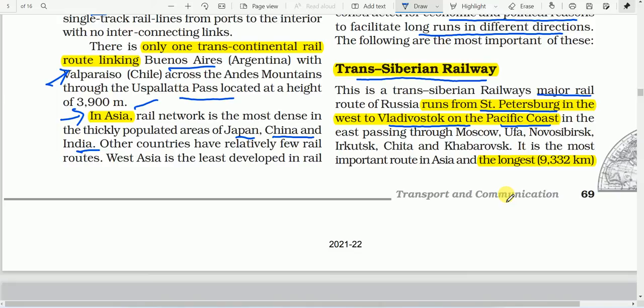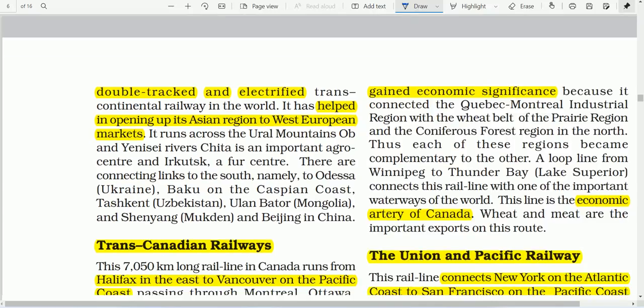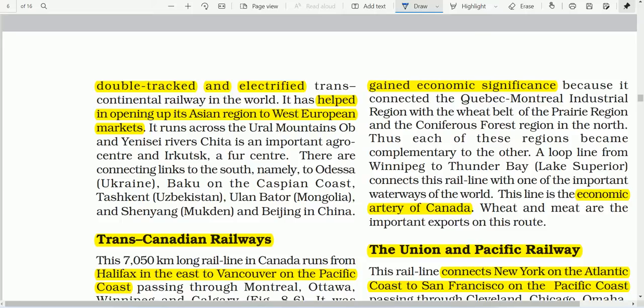And this Trans-Siberian Railway passes through Moscow, Ufa, Novosibirsk, Irkutsk, Chita, and Khabarovsk. It is the most important route in Asia and the longest in the world, with a length of 9,332 kilometers, a double-track electrified transcontinental railway. So its economic importance lies here.